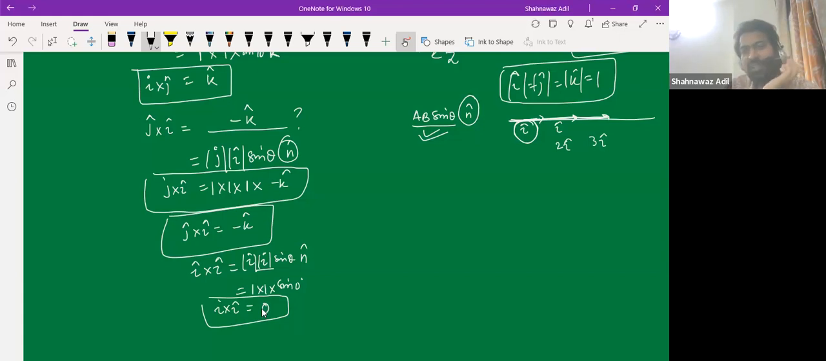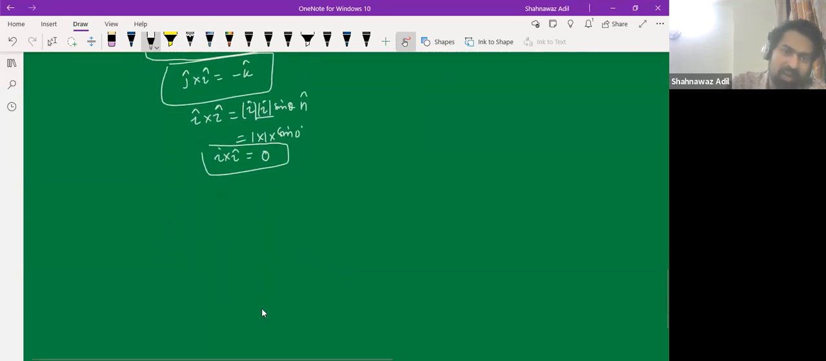So we are discussing this cross product. We have just started and we are trying to figure out what would be I cross J, J cross I, I cross K, and all these things. So I cross I would be 0. Now you both tell me what would be I cross K, and then I will write the final result and a small trick to remember this.